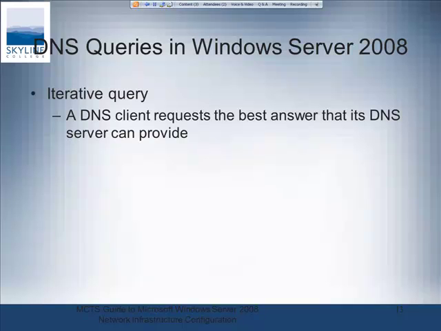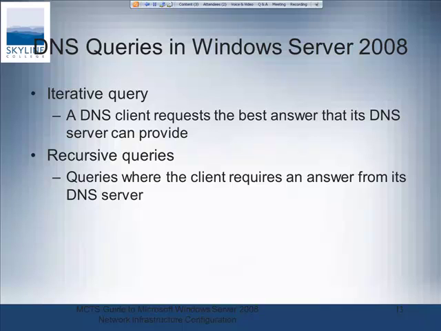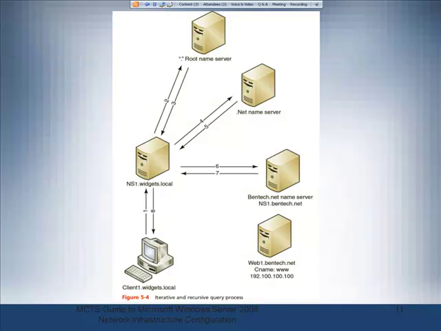There are two types of queries: iterative and recursive. In an iterative query, the client requests the best answer that its DNS server can provide. Recursive requires an answer. Recursive says just give me the answer, don't go through any of the other stuff. This represents both an iterative and a recursive lookup. The client asks for a recursive answer from its DNS server, saying just give me the answer. The DNS servers themselves use iterative lookups.